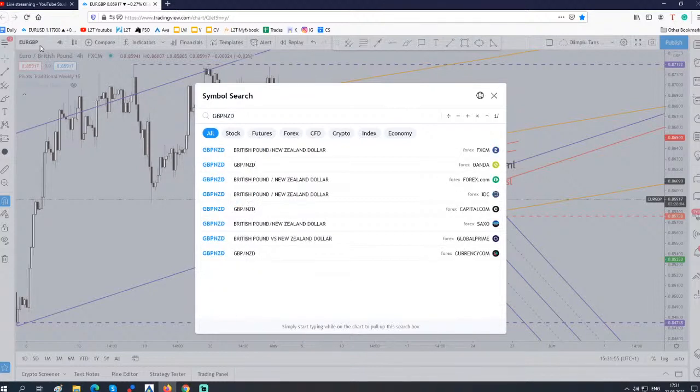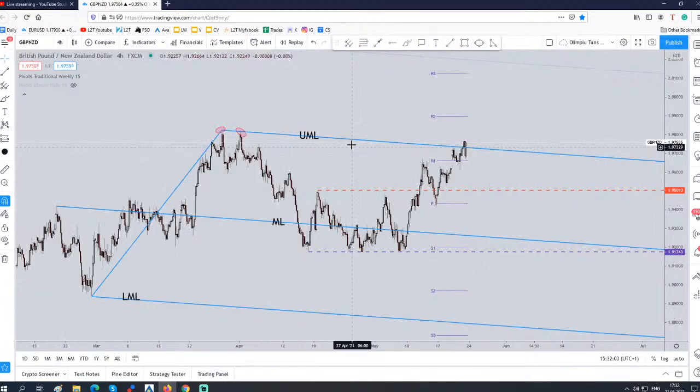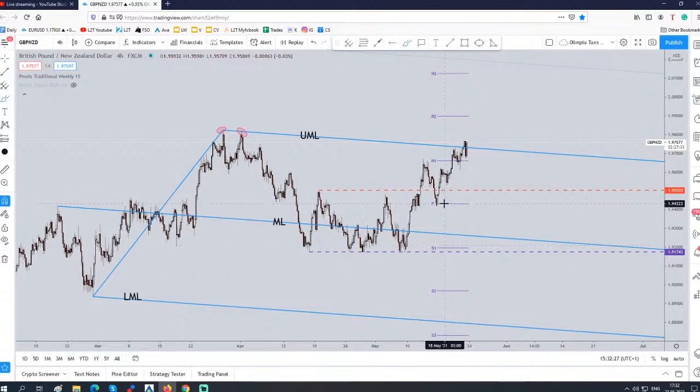GBP versus the New Zealand dollar, the price is pressuring my upper medium line here, my dynamic resistance. The bias is bullish after the price has escaped from this narrow range, from this sideways movement. If the price stabilizes right above the upper medium line, then it could continue to increase, because the British pound is still bullish despite some minor and temporary declines, right?